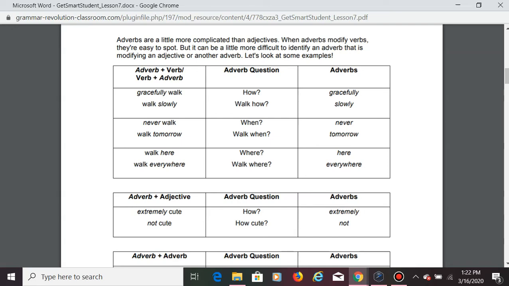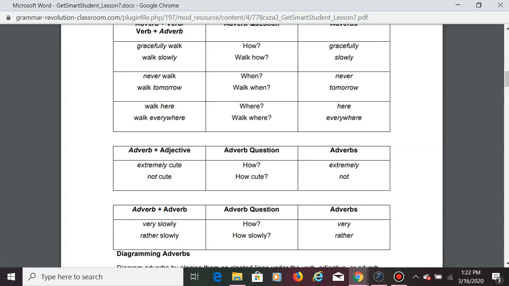Never walk. When do they walk? Never. Walk tomorrow. When will they walk? They will walk tomorrow. Walk here. Where will they walk? They will walk here. Walk everywhere. Walk where? Everywhere. Okay?